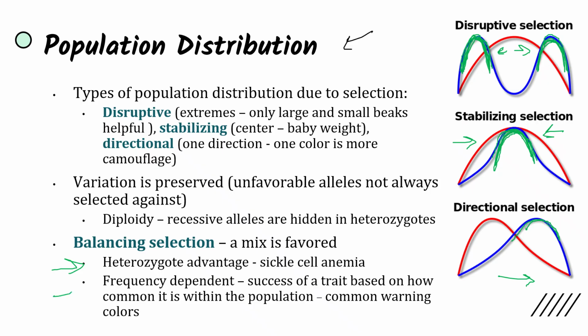Additionally, we have frequency-dependent selection, where success of a trait is based on how common it is within the population. So the ability for an individual to survive and reproduce changes based on how common a certain trait is within the population. For instance, if more individuals in the population have coloration like warning colors, then that's going to increase the survival of the individuals and the population as a whole, because these warning colors are going to signal to predators that they should not try to mess with those individuals.